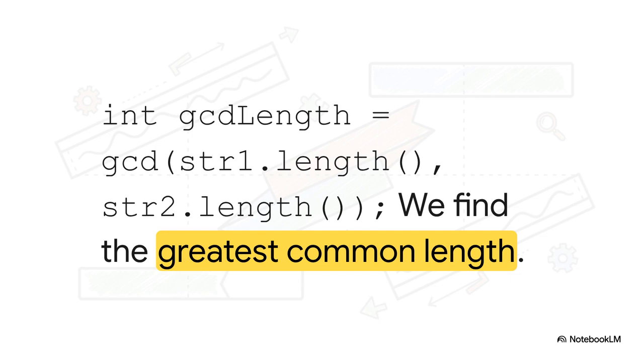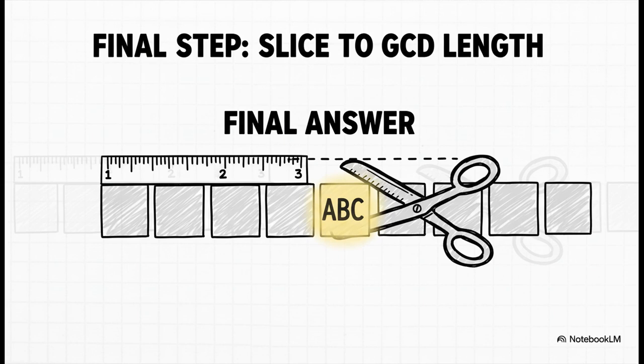We calculate the GCD of the two string lengths. For our ABC example, that's the GCD of 6 and 3, which is 3. This gives us the exact length of our answer. And finally, step 3. We know a solution exists, and we know exactly how long it is. So all we have to do is grab a piece of one of the original strings, doesn't matter which one, starting from the beginning with that GCD length. And that's it. That's our greatest common divisor string.